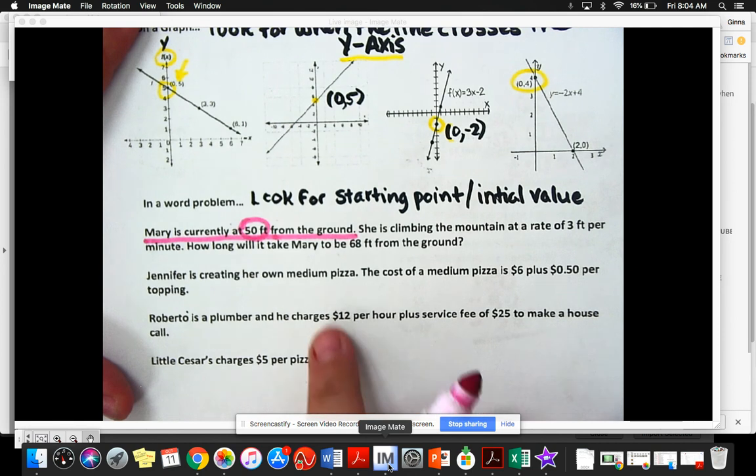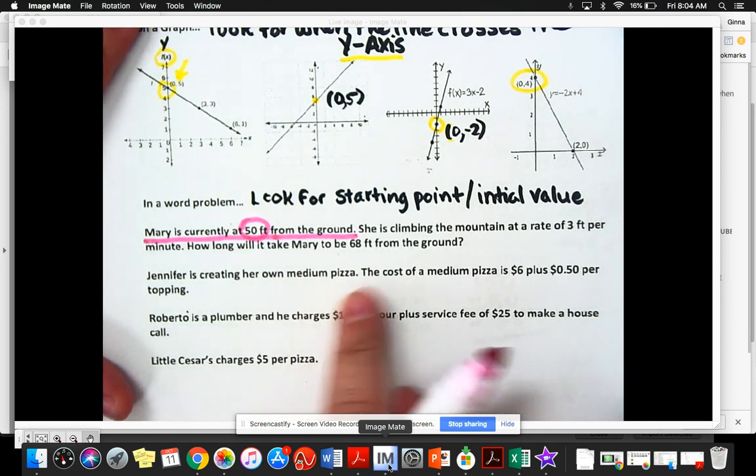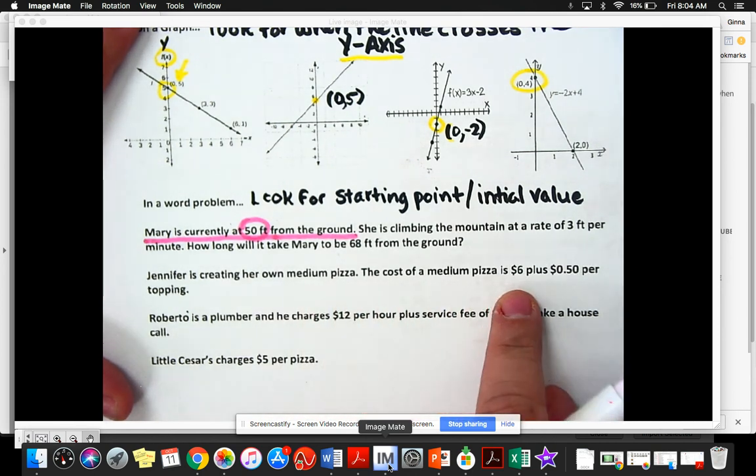Jennifer is creating her own medium pizza. The cost of a medium pizza is $6 plus 50 cents per topping. I want to know how much it's going to cost Jennifer to start with a medium pizza. Let's say she puts no pepperoni, no jalapenos, no sausage, nothing on it but cheese. How much will it cost her? How much will she cost for just a plain pizza?